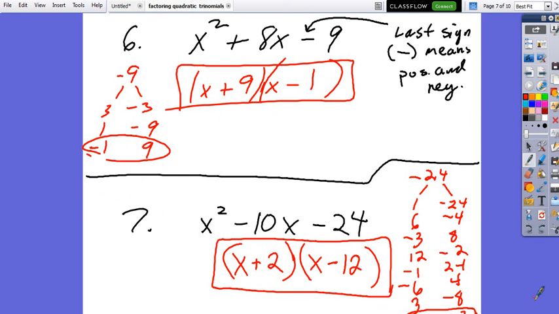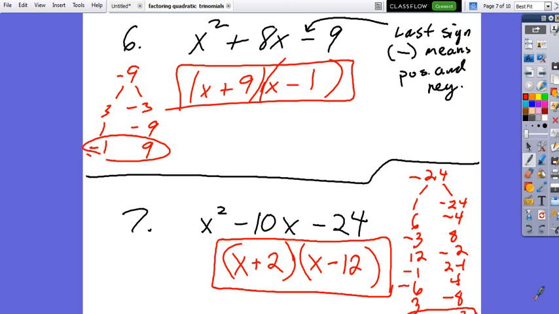Now here's a really good rule to go by. The larger factor is always going to go with the sign that's in the middle. So if the middle sign is positive, then whatever the larger factor of 9 that you use, it goes with that sign. So the larger factor is 9, it needs to go with the positive. 9 minus 1 is 8. If the last sign's negative, you're going to think of it kind of like subtraction. So my factors are 9 and 1. 9 minus 1 is 8.